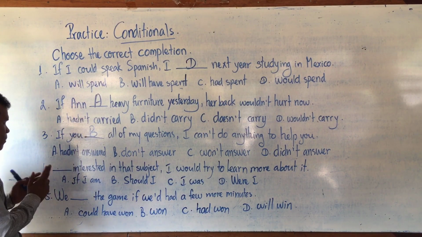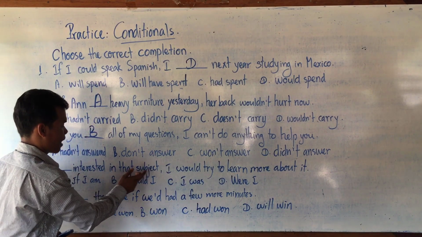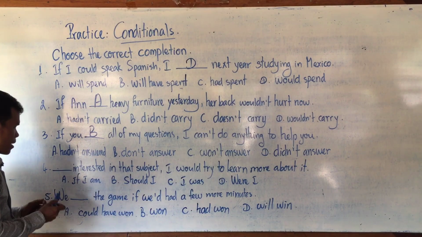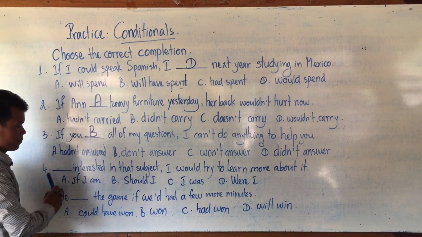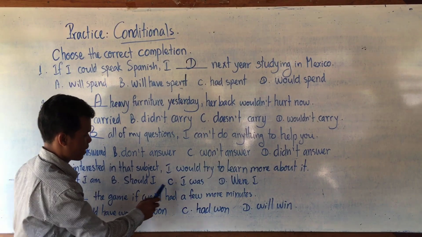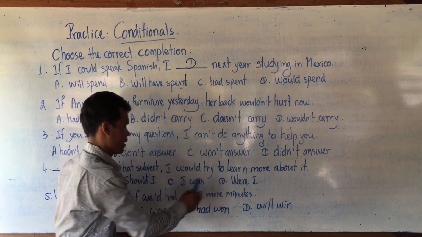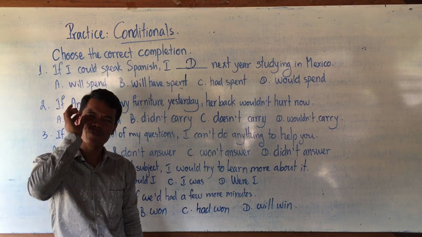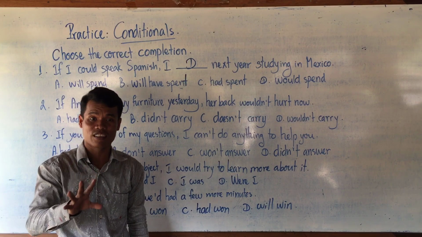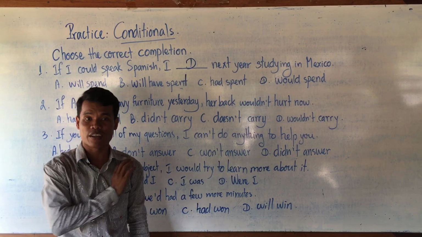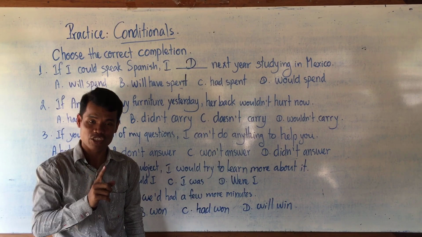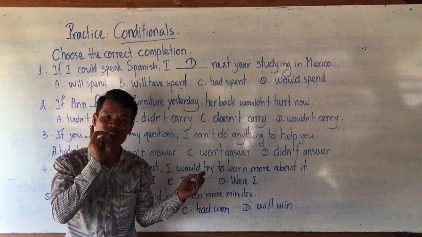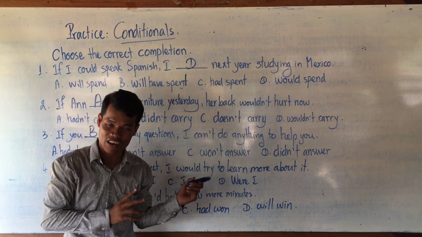Okay. Number 4. Interested in that subject, I would try to learn more about it. A if I am, B should I, C I was, D were I. The main clause here has would. When you see the word would, you focus on the second or third conditional. Don't think of zero and first at all. But after would is try, the base form. So base form means second conditional.